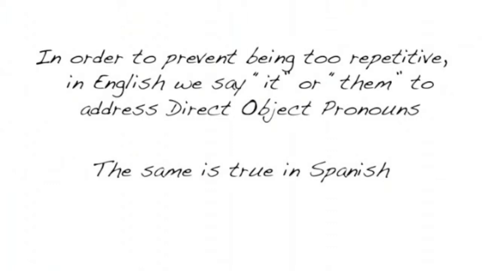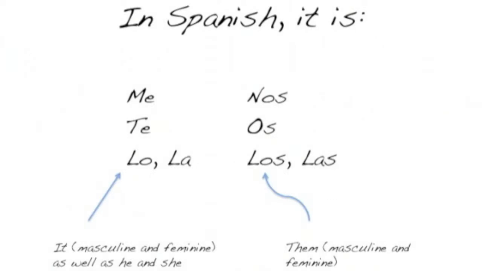In order to prevent being too repetitive, in English we say it or them to address direct object pronouns. The same is true in Spanish. In Spanish, they use me, te, lo, la, nos, os, los, las. And you see, lo and la are used for it, and los and las are used for them.